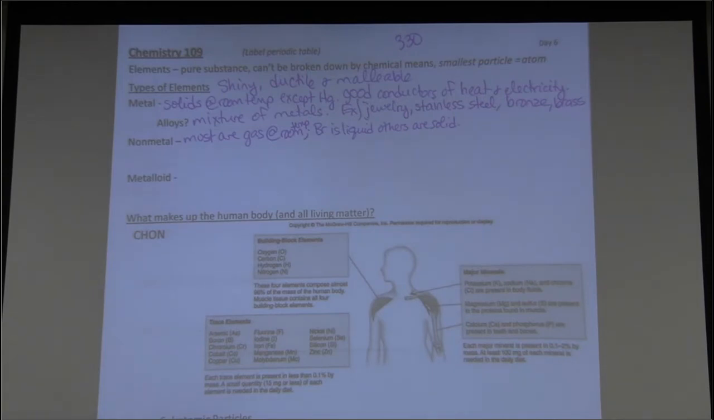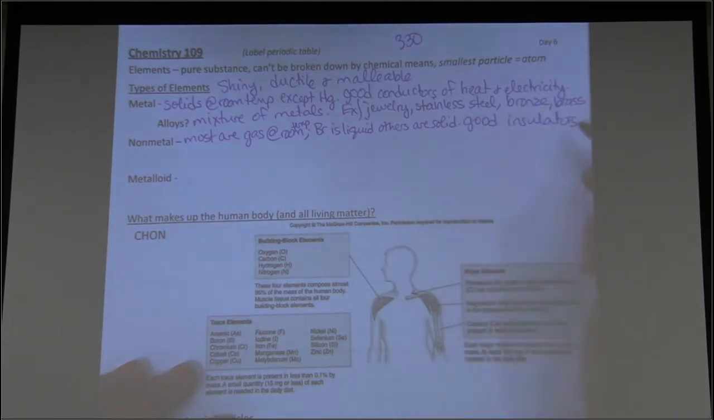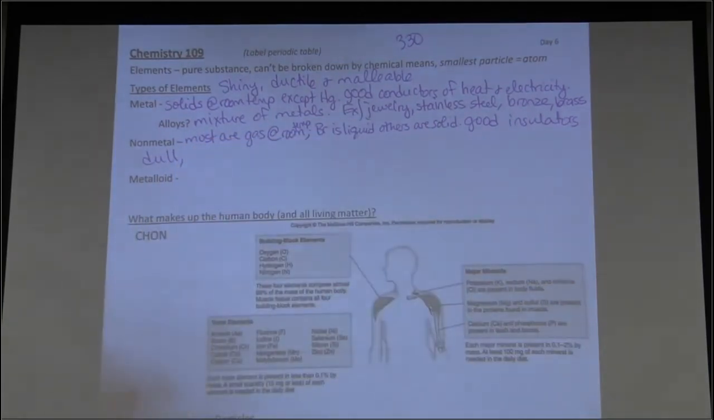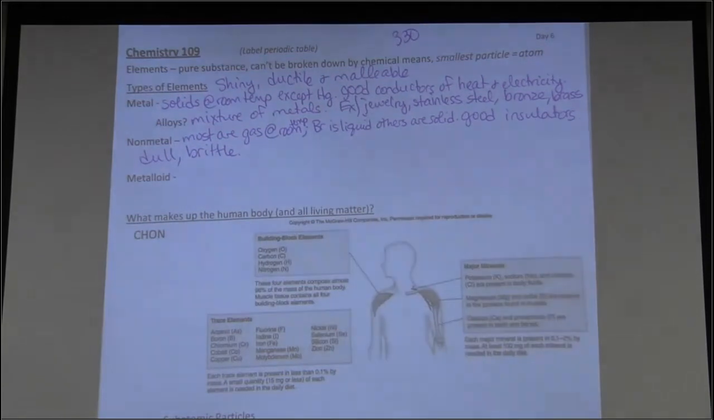Now, they're not good conductors of heat and electricity. What are they good at? Say it. Somebody said the word. Insulators. They're good insulators. They are not shiny. They are dull. They are not malleable and ductile. They are brittle. They break easily. So those are some characteristics of nonmetals.